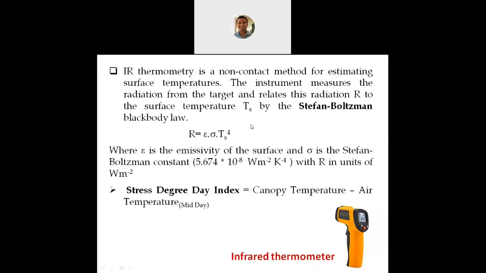So, here the instrument measures the radiation released from a surface in comparison to a black body. Using this formula, this infrared thermometer releases infrared radiation and then receives it back, and then it processes the emissivity, and based on the emissivity of a body, in our case the plant canopy, it gives us the estimate of the temperature.